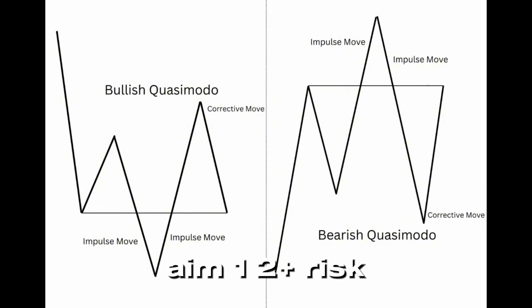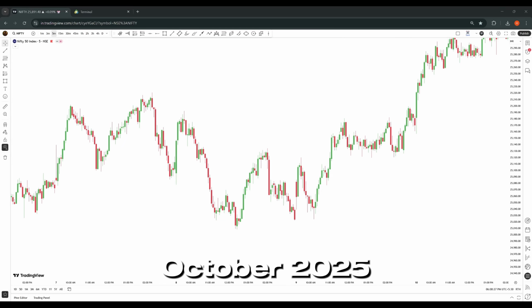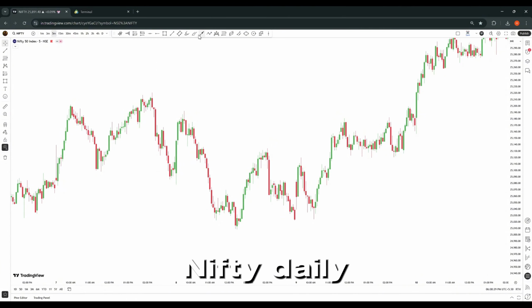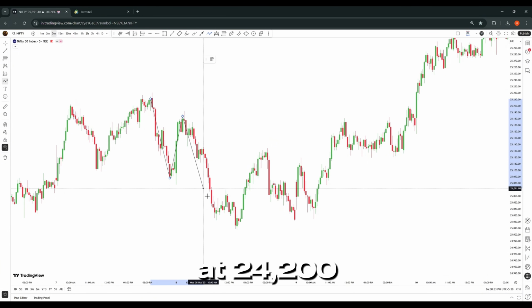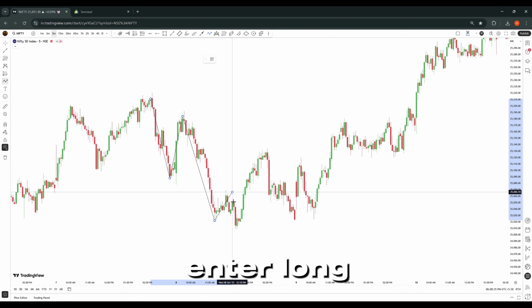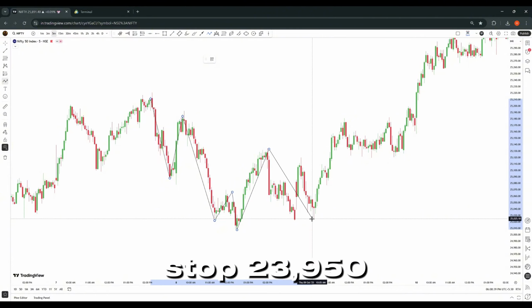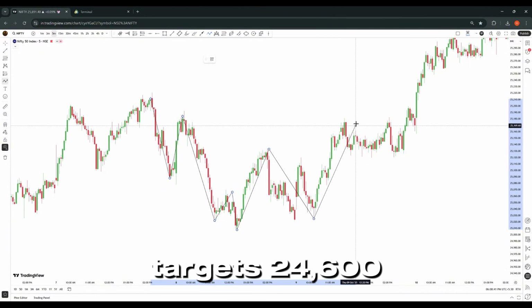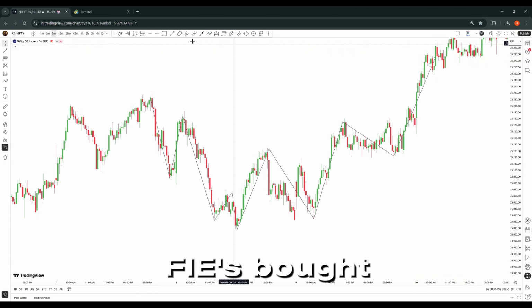Aim for 1:2 plus risk reward. For Nifty day trading, use daily for context, 5 min for entry. Example from October 2025: Nifty daily shows a downtrend to 24,000 head low, right shoulder at 24,200. Enter long above 24,300, stop 23,950. Target 24,600, hit, plus 300 points as FIIs bought the dip.